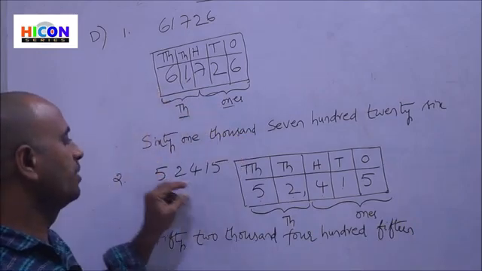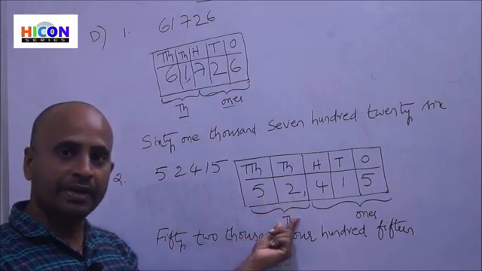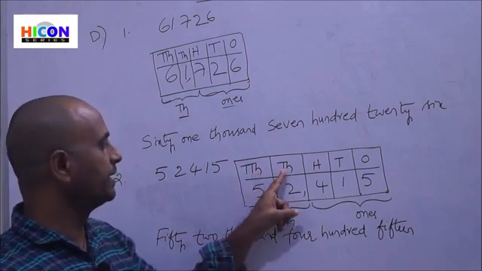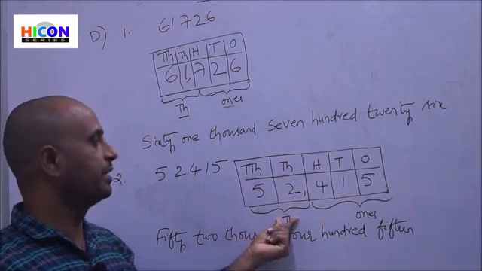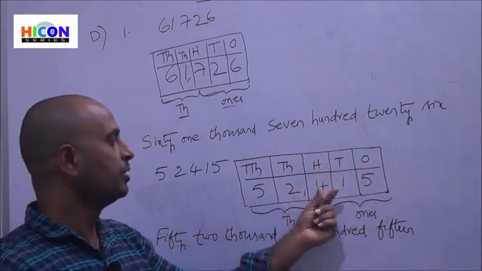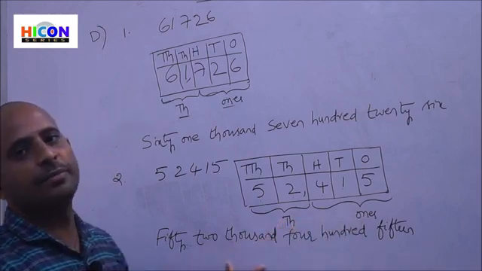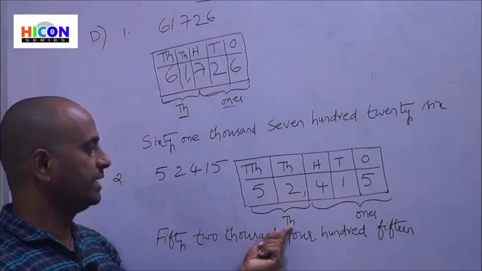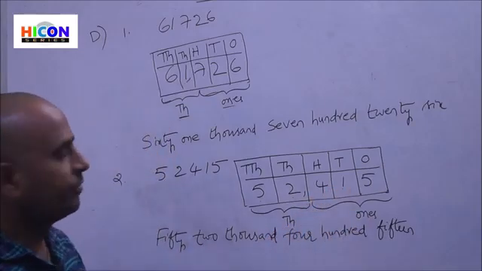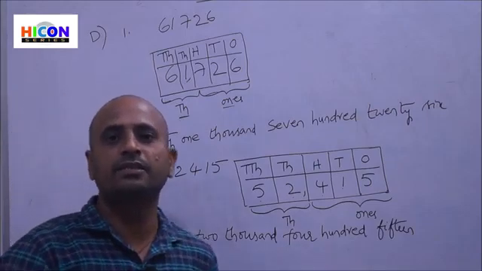So first we have to draw the place value chart and mark the periods. In the thousands period there are two places, and these three places, ones place, tens place, hundreds place, together are called the ones period. By using these periods we can write the number name: 52 thousand 415. So this is the number name for this number. This part is completed.